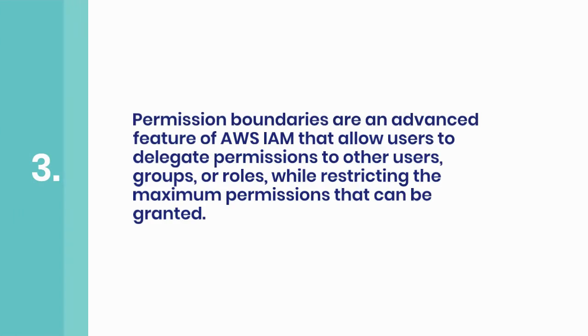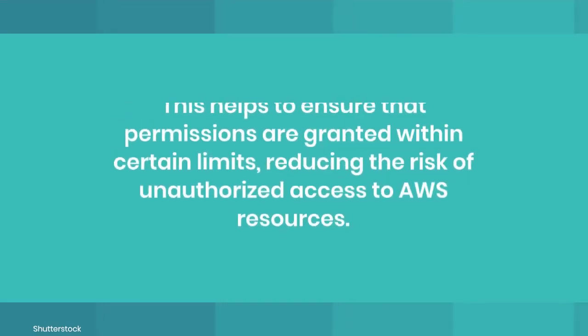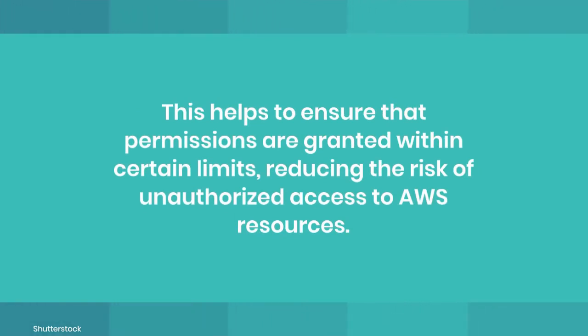Permission boundaries. Permission boundaries are an advanced feature of AWS IAM that allow users to delegate permissions to other users, groups, or roles, while restricting the maximum permissions that can be granted. This helps to ensure that permissions are granted within certain limits, reducing the risk of unauthorized access to AWS resources.